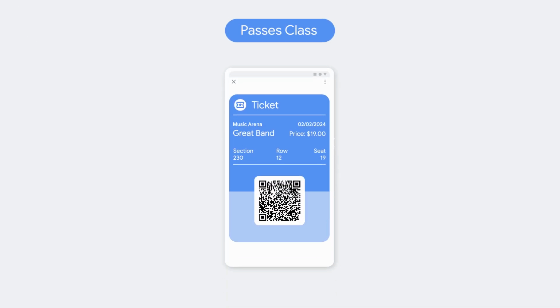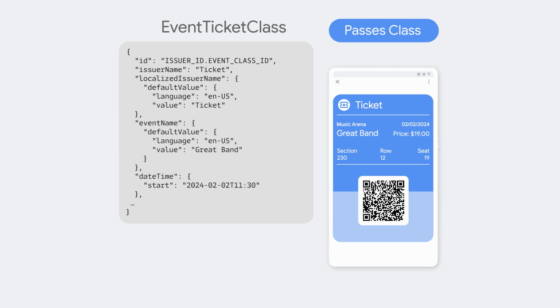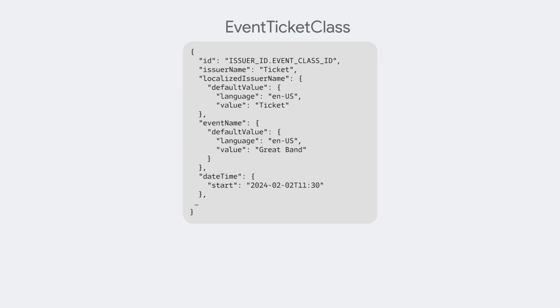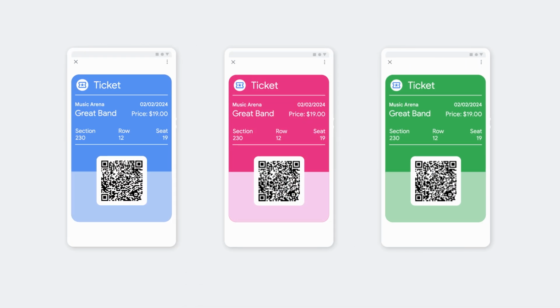A passes class is like a shared template used to create one or more passes you'll be issuing to your users that defines common layout and field values that the Google Wallet API will apply to all the passes that reference it. And anytime you make a change to an instance of a passes class, those changes will be reflected across all passes that reference it.